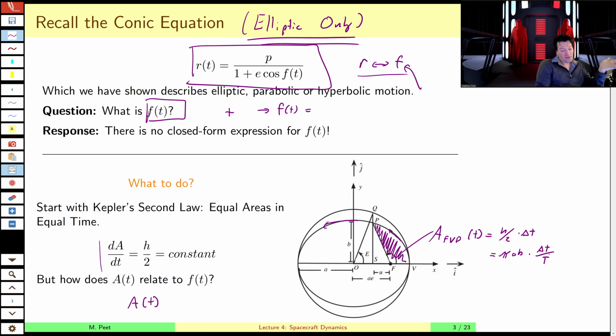But what we don't have, of course, is an expression for true anomaly as a function of area. If we had an expression for f as a function of area, then we could just substitute this into that formula and we would be able to find the true anomaly. But we don't have that expression, and so we're going to have to take several intermediate steps in order to find an implicit expression for f as a function of area. Okay, let's start going through that.